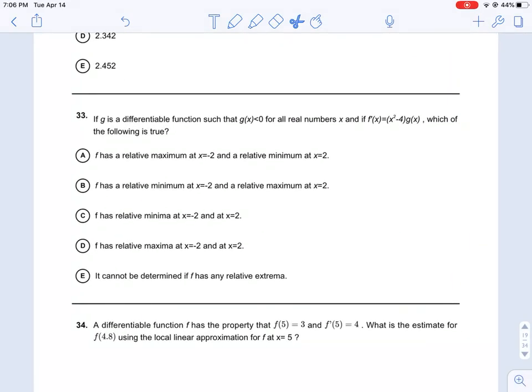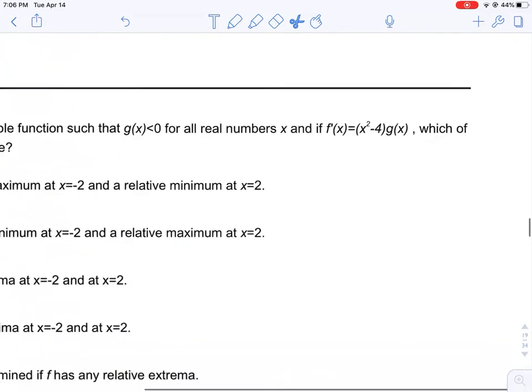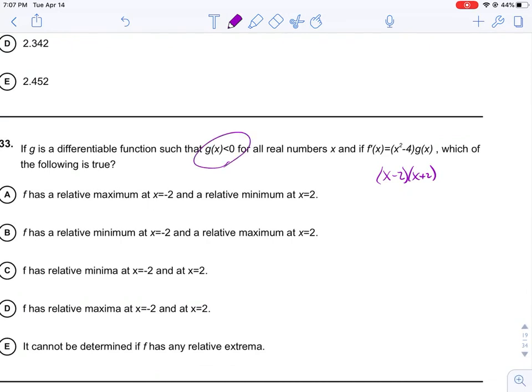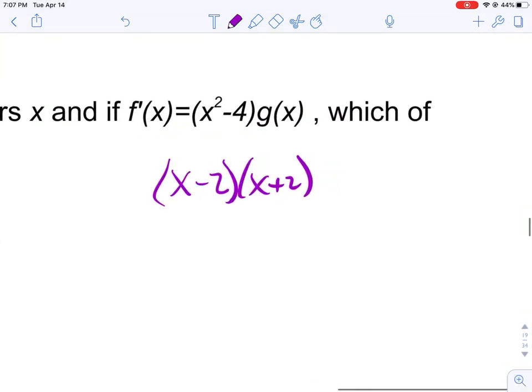33, g is differentiable and always negative, and f prime is equal to that, which of the following is true? And then it asks us questions about f, about maxes and mins and stuff. So what we want to analyze here is a sign chart, x minus 2 times x plus 2 times g of x, but g of x is always negative, so I'm just going to put times a negative right here, okay?